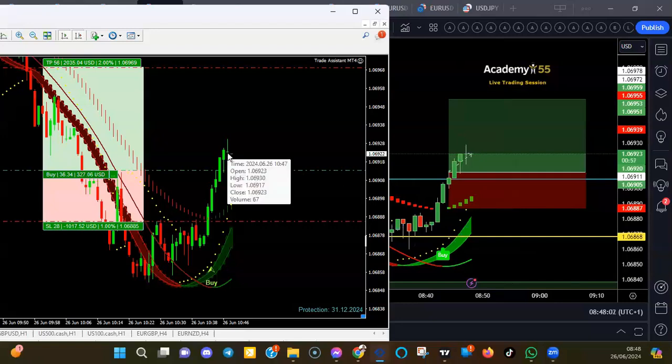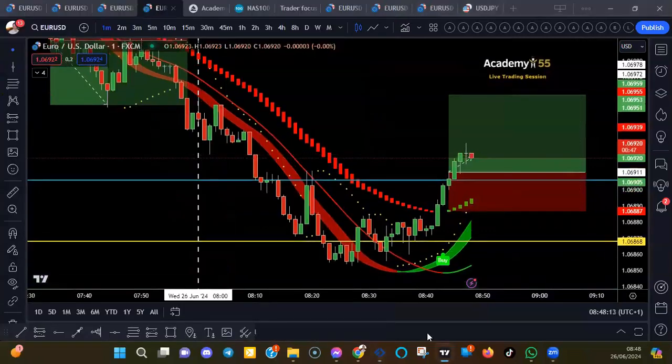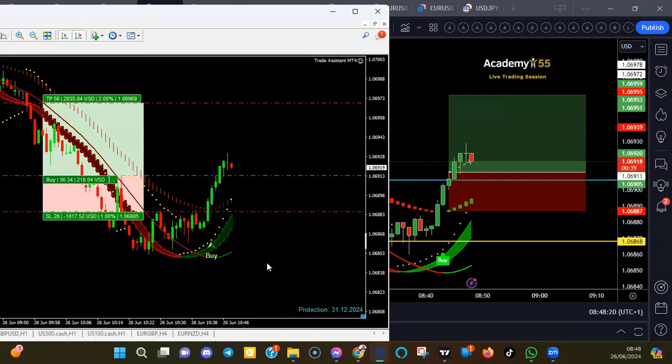But the signs are there. That is so much indecision in that candle. Well, it seemed like a good idea to go up, but anyway, we are where we are. We've placed the trade as per the rules. Let's see what happens.